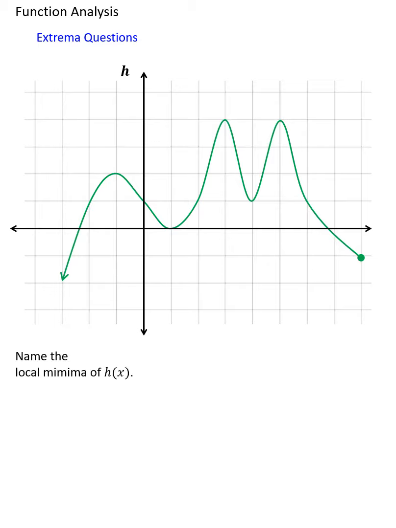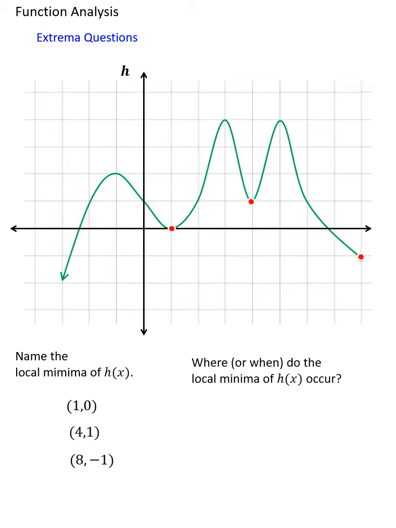Similarly, suppose you were told to name the local minima of h of x. Well, if you're naming them, then they're ordered pairs. Here's one. That's the point 1, 0. Here's a local minimum. That's the point 4, 1. Here's a local minimum, and that's the point 8, -1. So again, naming them is just a matter of listing ordered pairs.